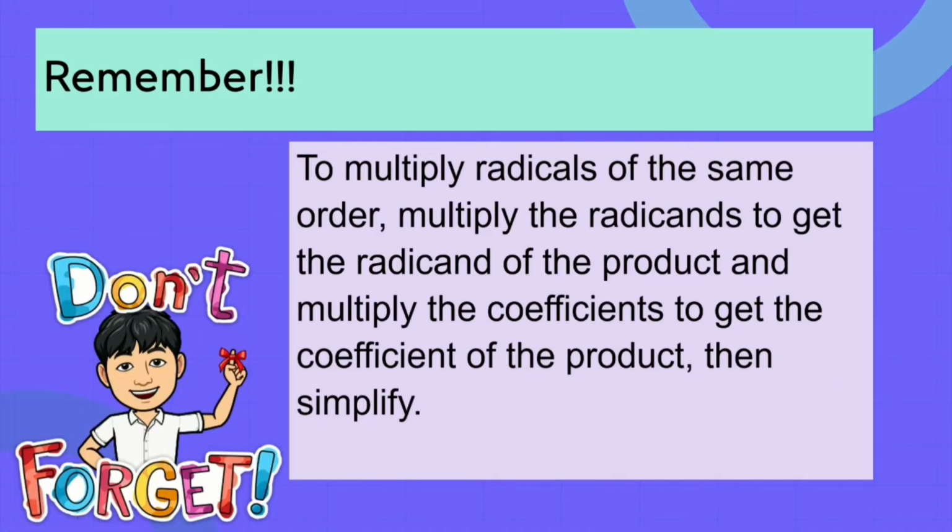Remember to multiply radicals of the same order. Multiply the radicands to get the radicand of the product, and multiply the coefficients to get the coefficient of the product, then simplify. Remember that we can only multiply radicals directly if their indices are the same. Products are always expressed in simplest radical form. So let's try to have some examples.